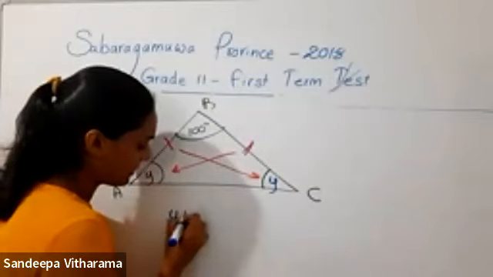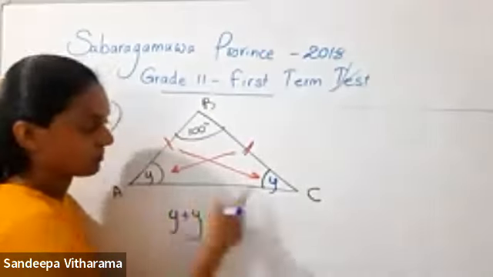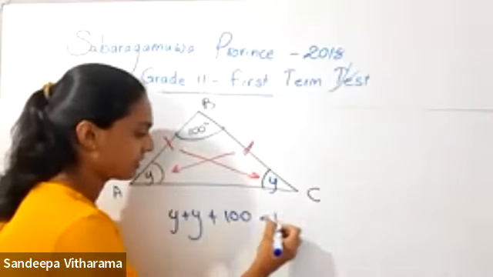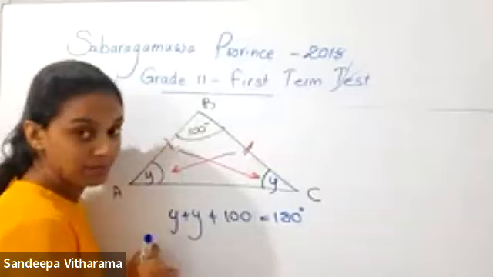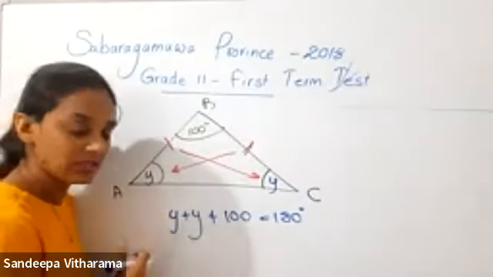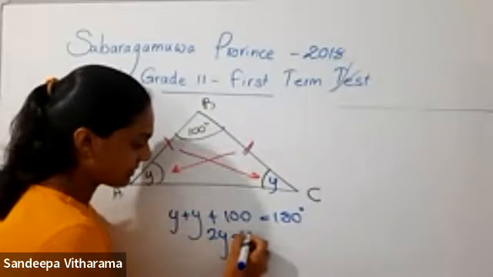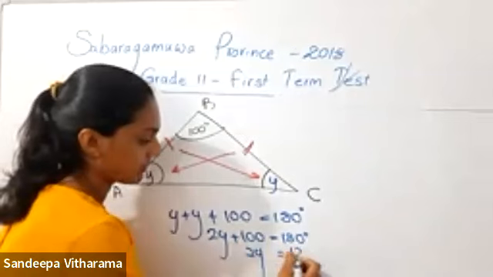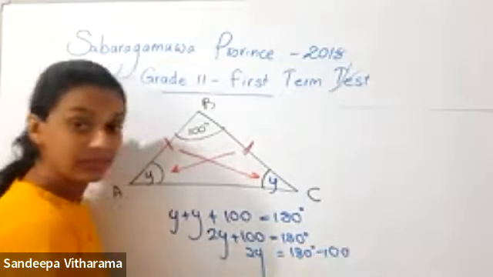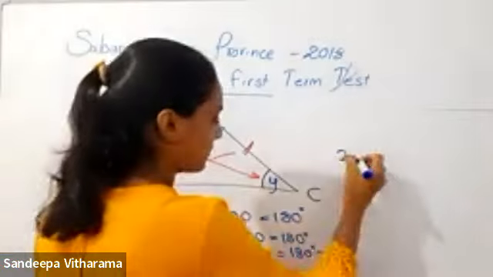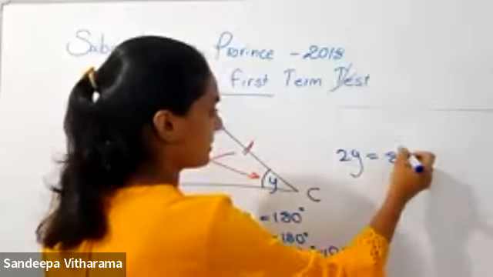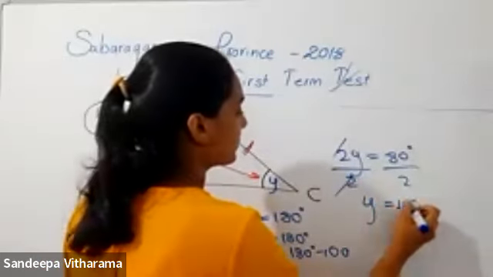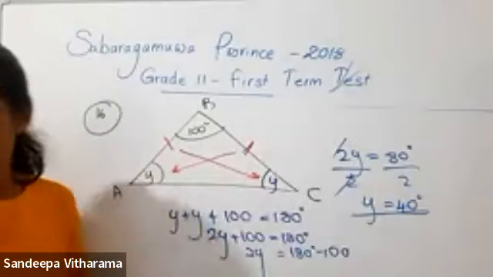It is y and y, the sum of the two unknown angles added to 100 should equal 180. This expresses the sum of the interior angles. 2y added to 100 equals 180. Then 2y equals 180 subtract 100, so 2y equals 80. Then divide by 2. So y equals 40.